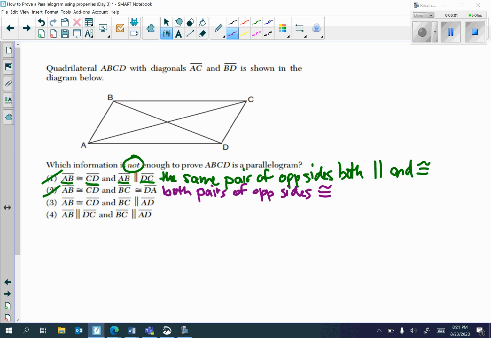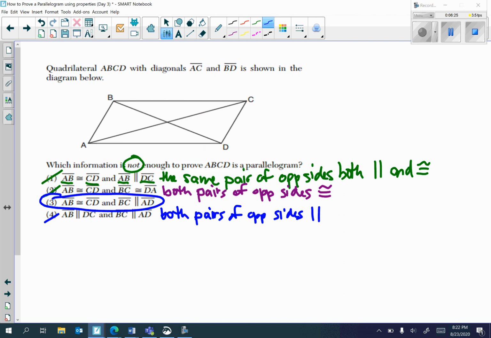Let's go to choice 4. It says AB is parallel to DC, and BC is parallel to AD. We know that has to be a parallelogram. So both pairs of opposite sides parallel. If both pairs of opposite sides are parallel, it has to be a parallelogram. So that answer choice is out. It has to be choice 3.